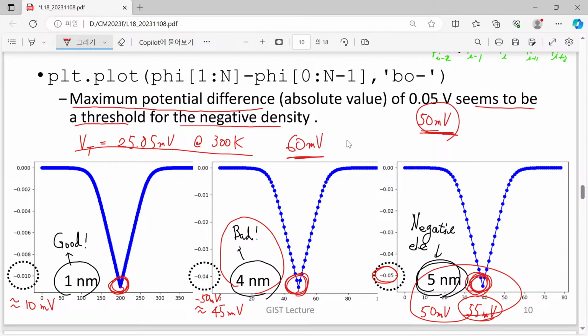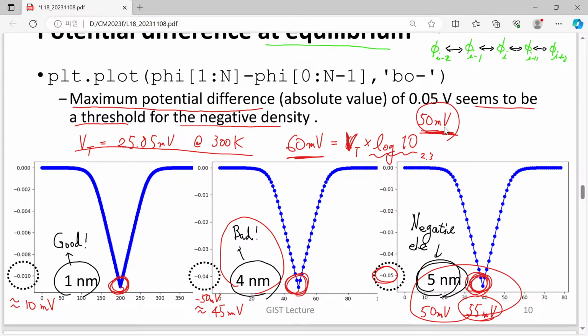So what was it? 60 millivolt was just our thermal voltage multiplied by log 10. Since this is about 2.3, it gives us 60 millivolt. However, this is 50. So how can you relate this number with your VT? Do you have any idea? This 50 millivolt and VT. What is the relation between this one and that one?